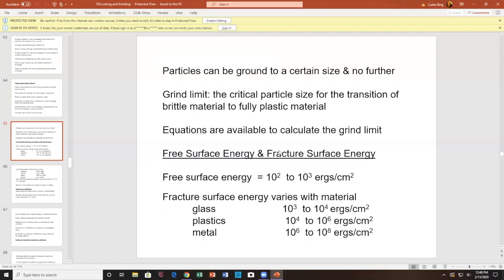Free surface fracture surface energies. Here's free surface is typically 10 squared to 10 third ergs per square centimeter. I don't know, ergs is not a unit that I typically use, but here's some more ergs per square centimeter for glass, plastics, and metals.